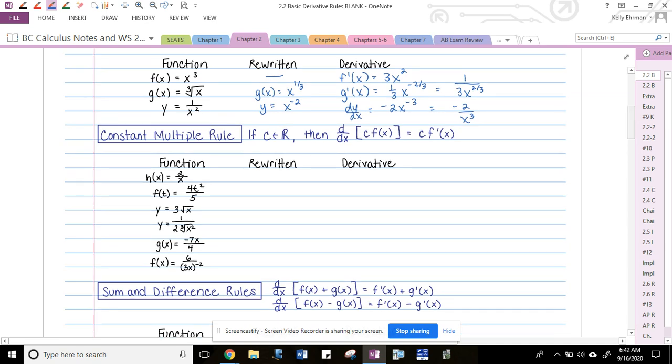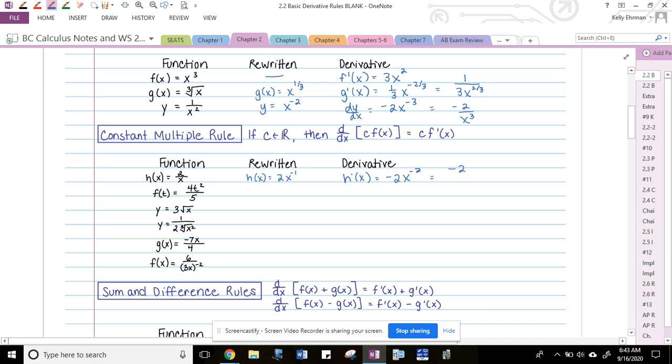The constant multiple rule. If you have some constant value being multiplied by your f of x, you can find the derivative of f of x first and then multiply that constant in at the end. So you can think of this as 2 over x, or 2x to the negative 1. And you're not taking the derivative of 2 and the derivative of x to the negative 1. You're just saying the 2 is along for the ride. h prime of x is 2 times negative 1, so negative 2, x to the negative 1 minus 1, negative 2.